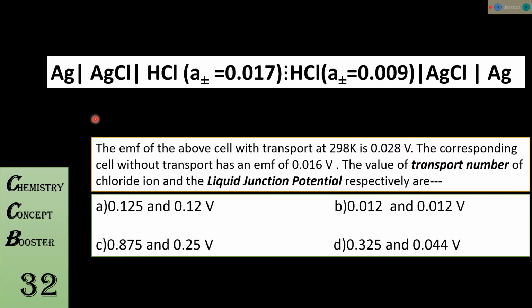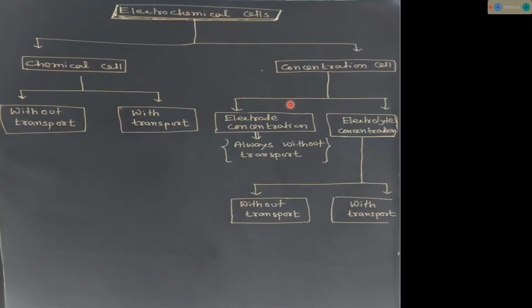To calculate the liquid junction potential, we first have to calculate the EMF assuming with transport, and then put in some inert electrolyte to eliminate the liquid junction potential. Once we get the two cell EMFs, first with transport and then without transport, we can calculate the liquid junction potential. Otherwise, calculating it is very tough by considering only one cell. We have to measure both EMFs. So let's see the answer and discuss some details.